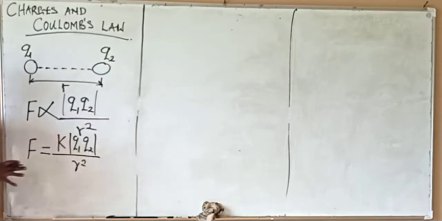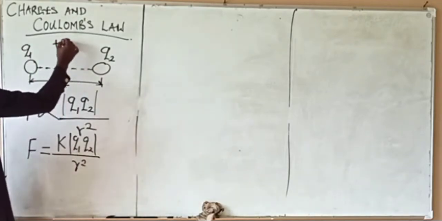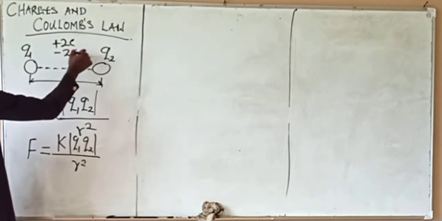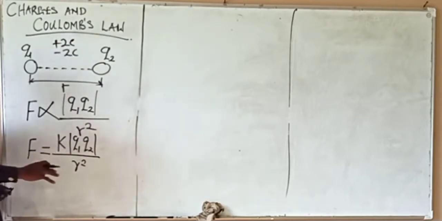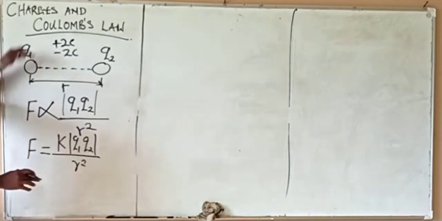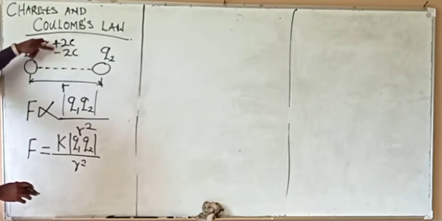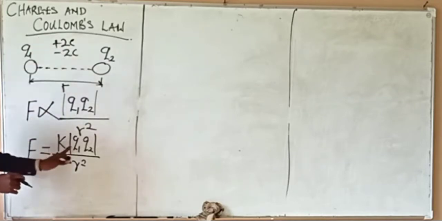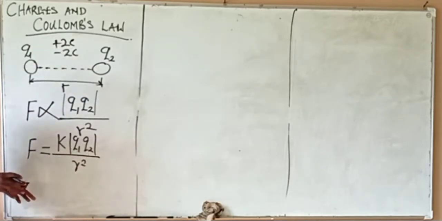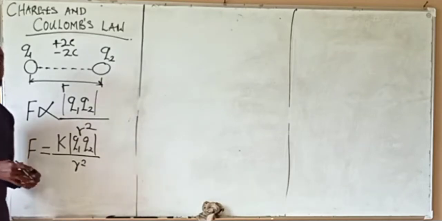Now, magnitude means size, size without sign. For example, we have plus 2 coulomb and minus 2 coulomb. If I put them here, we know that these two charges are going to attract each other. Why? Because they are unlike charges. They have different signs, so they are going to attract each other. So if you want to calculate the force, don't put the signs with them. That will help us very well when we are doing the superposition principle.